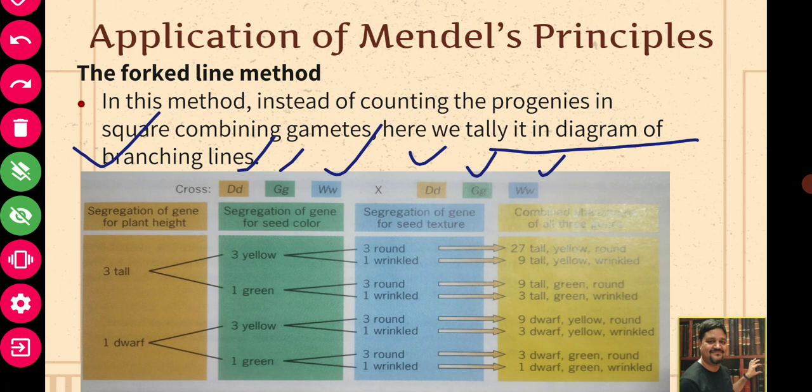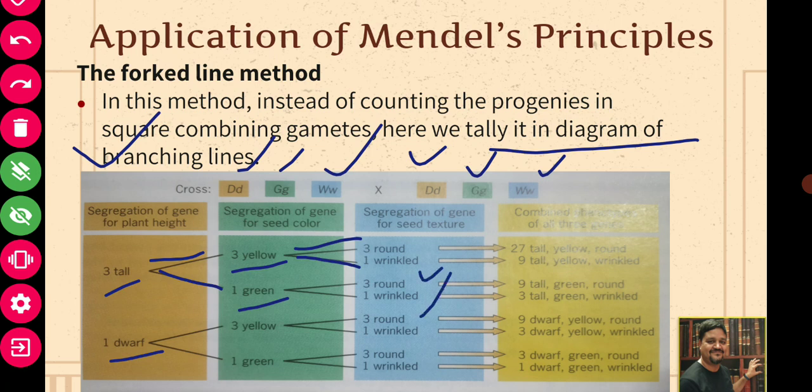What does that mean? You are having 3 tall plant, 1 dwarf plant, then for the monohybrid result we write 3 tall, 1 dwarf, and in tall there will be 2 combinations, yellow and green. Again in yellow there will be 2 combinations, round and wrinkled. In green also there will be 2 combinations, round and wrinkled.